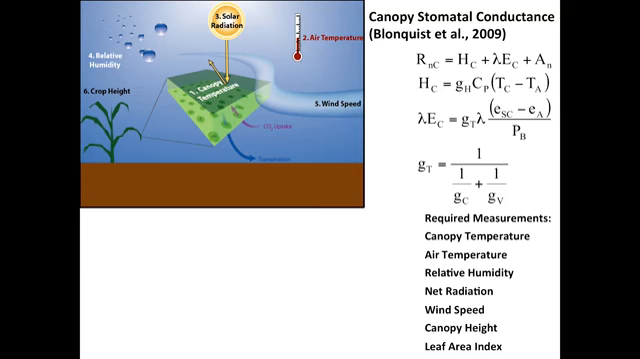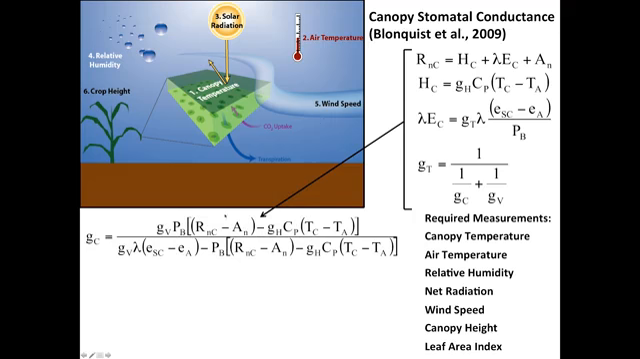A method similar to the energy balance based version of the crop water stress index is a direct calculation of the plant canopy stomatal conductance. So we can take the exact same plant canopy energy balance equations that were used to derive the theoretical crop water stress index, and we can combine them and rearrange them to solve for this term, the plant canopy stomatal conductance. Stomatal conductance is an actual quantification of the degree of stomatal opening or stomatal closure.